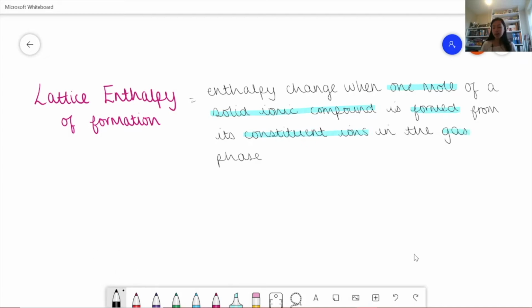So for example, if we were going to form magnesium chloride, we would have magnesium ions in the gas phase and chloride ions in the gas phase, and that would form magnesium chloride, the solid ionic compound, and then we would balance it by using 2 chloride ions.